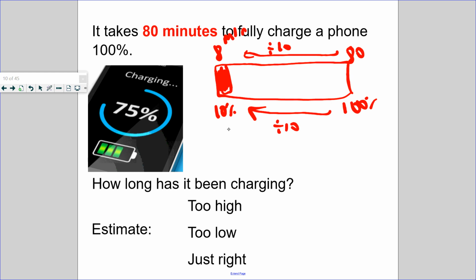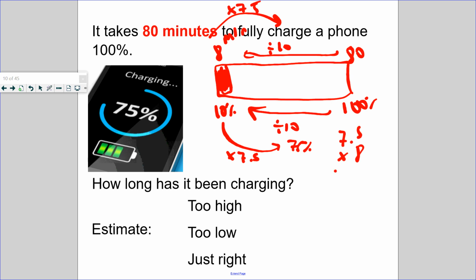But how do you build 10% to 75%? You times it by 7.5. So 8 times 7.5: 8 times 7 is 56, plus 4 is 60. So 60 minutes is the answer. That is just right. Oh, I forgot that. I should have asked this question before.